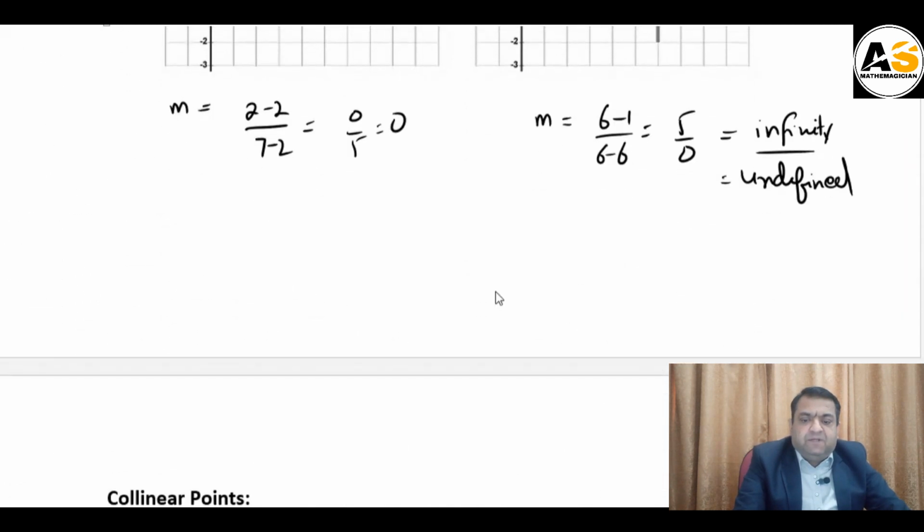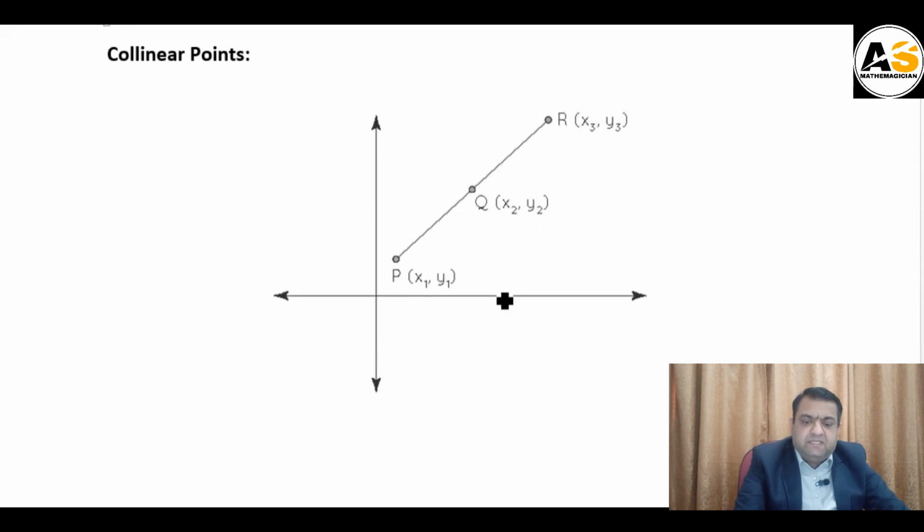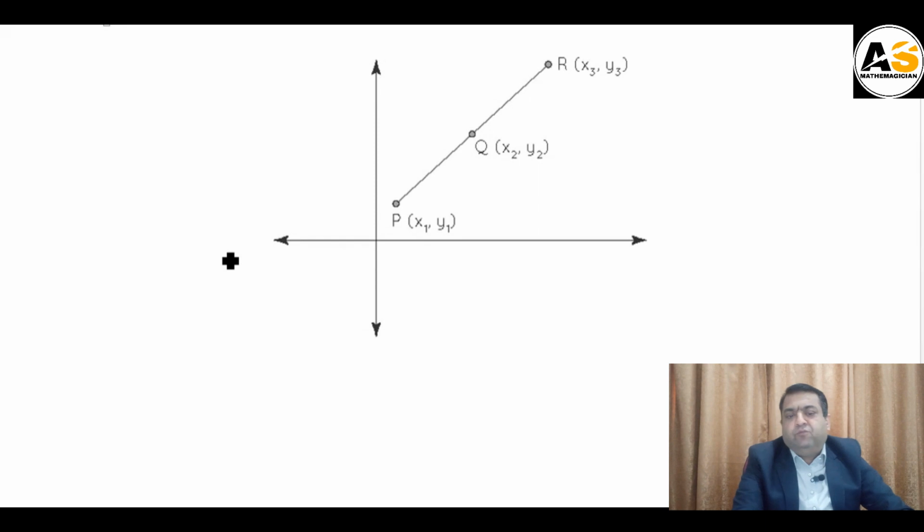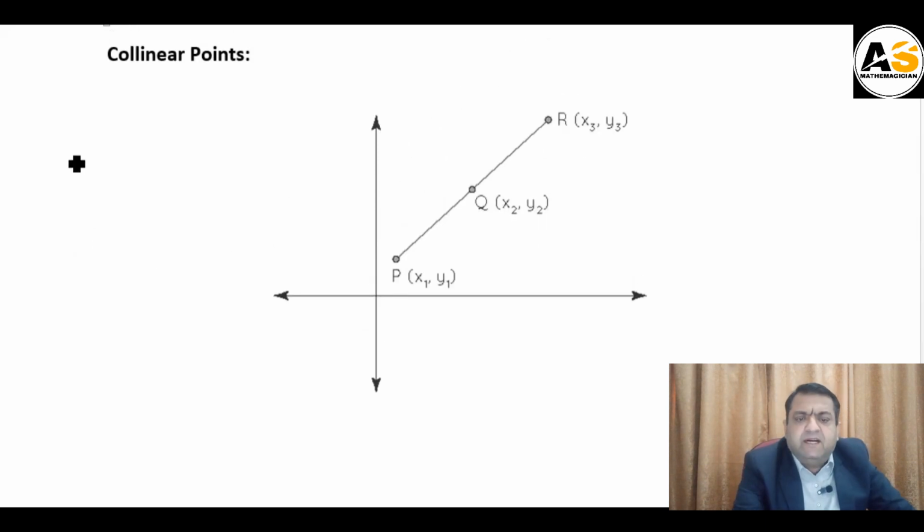The next concept is very important. This is about collinearity of 3 points. Dear student, if we have 3 points in the Cartesian plane, suppose this is A, B and C.